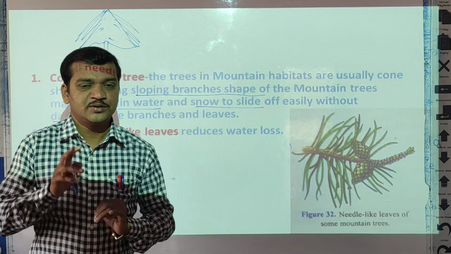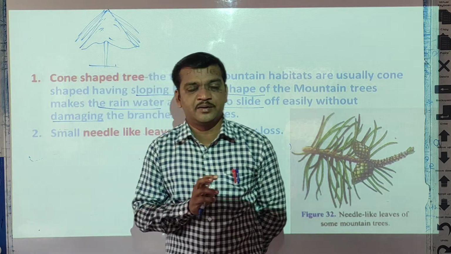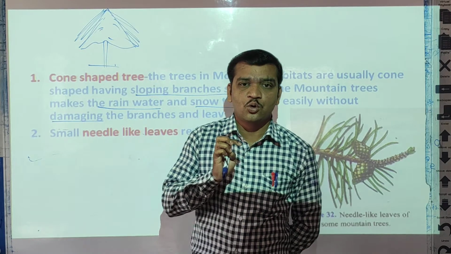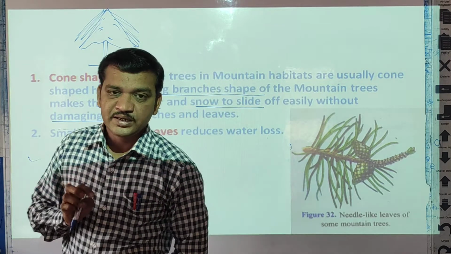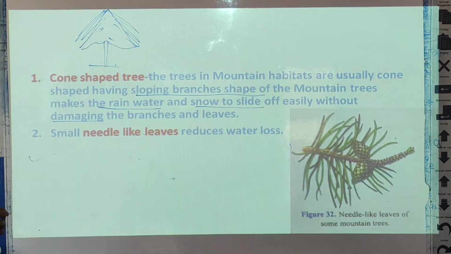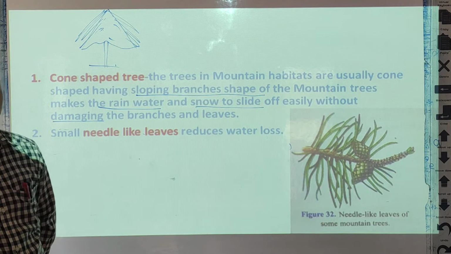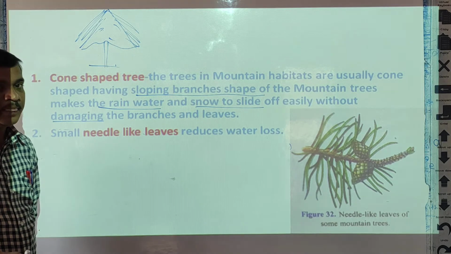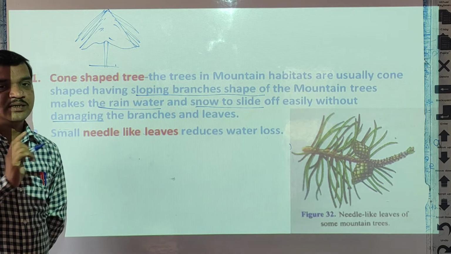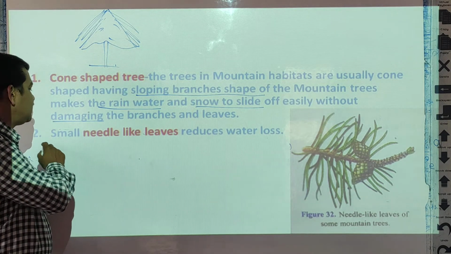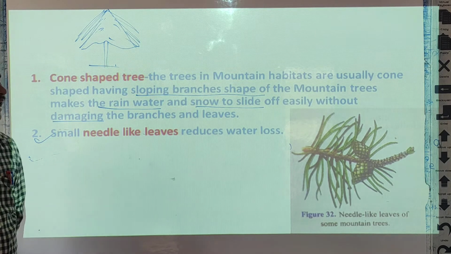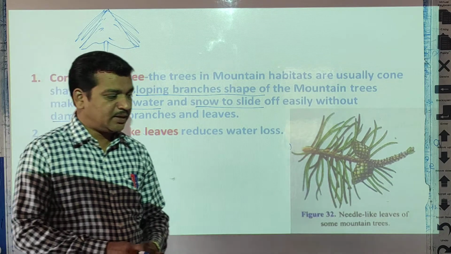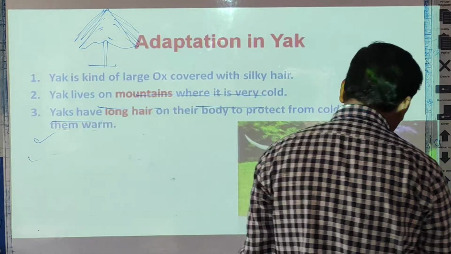Okay students, so two characteristics you can keep in mind. The plants on mountains have cone shaped trees, and this structure helps them slide off the rainwater as well as snow, and prevents damage to the branches. And second point, the small needle-like leaves reduce the loss of water. Now this is about the plants.